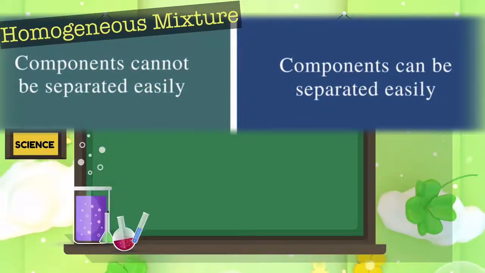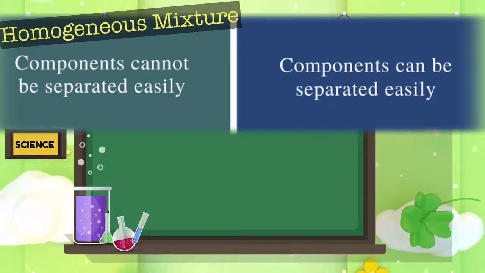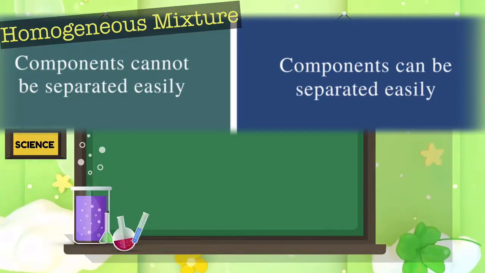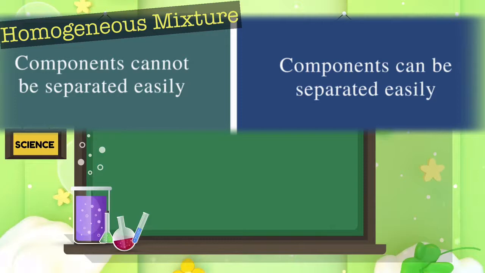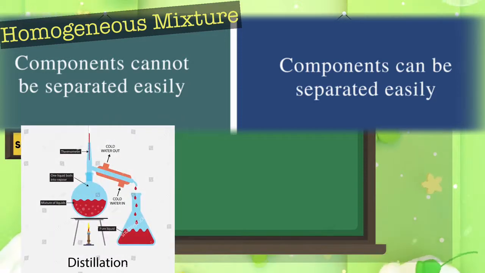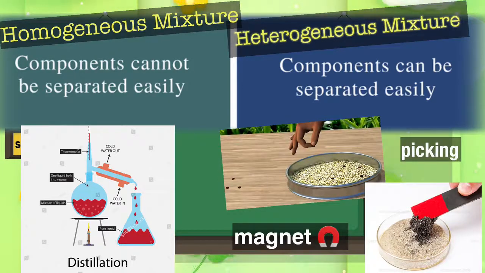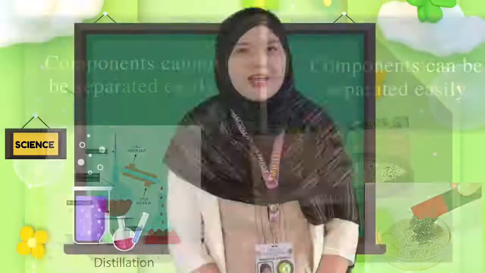In a homogeneous mixture, components cannot be separated easily because of its atomic particle sizes. One of the processes on how to separate it is through using distillation process. However, components of a heterogeneous mixture can be easily separated because of its large particle sizes. One of the ways on how to separate it is through using physical means, by picking, or through using magnet. And now, let us answer the assessment part.